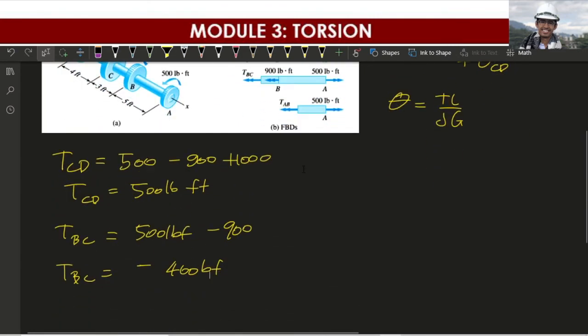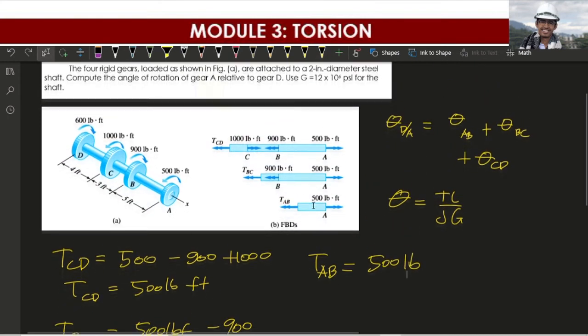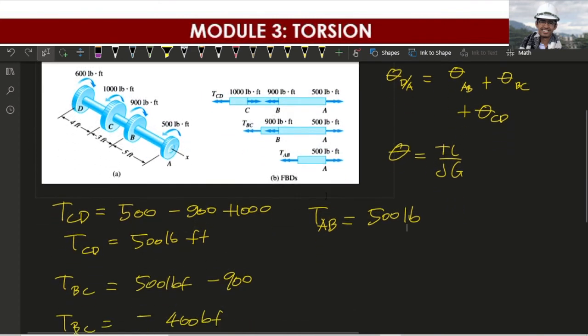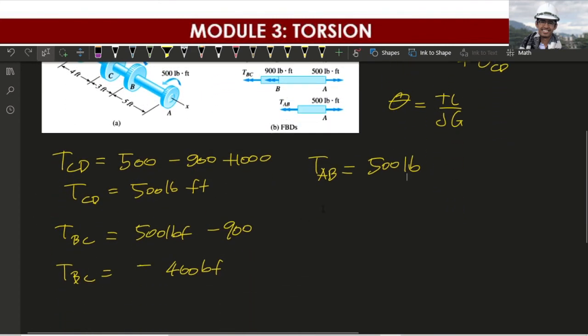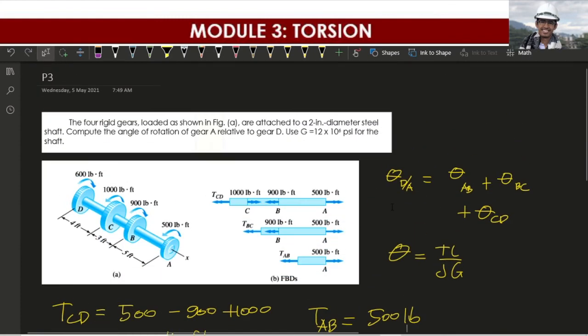And for the torque AB, so kung 500 pound-feet yon, so yung internal torque AB natin will be also 500 pound-feet. Okay? So, ayun. So, nakuha na natin yung torque AB, CD, and BC. Now, we can compute yung kanilang angle of rotation.